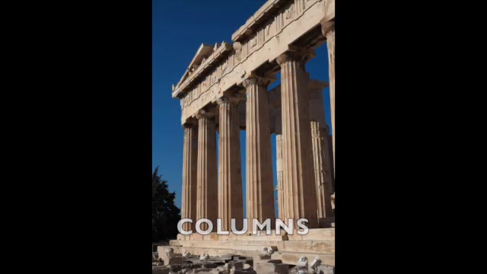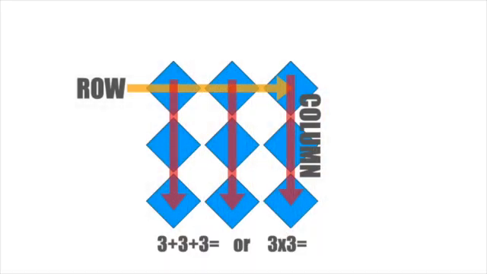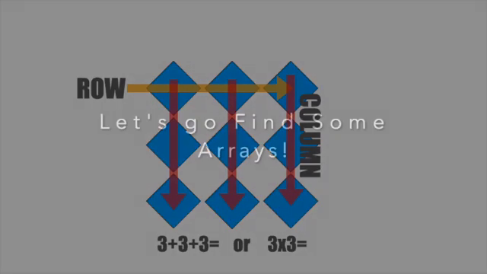Here's some columns from ancient Greece. And you can see the different equations we ended up with. 3 plus 3 plus 3 equals, or 3 times 3 equals. They end up in the same number. Now let's go find some arrays.